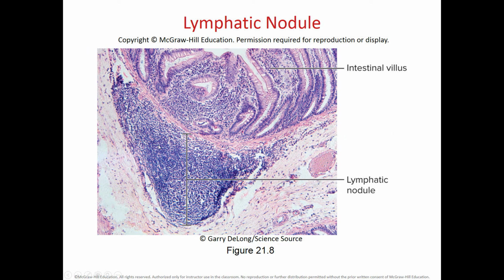So this is an example of a lymphatic nodule. All of these little dots that you see here in purple are the lymphocytes that were stained with the stains that are used in histology. And this part that you can see here are the intestinal villi. So this is part of the intestine.